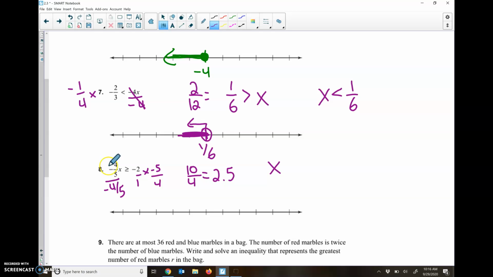And same thing as before, I multiplied by negative 5/4, aka divided by negative 4/5, so my sign's going to get flipped. It was a greater than or equal to sign. Now it flips to a less than or equal to sign. So x is less than or equal to 2.5. Since it's an equal to, I'm going to put a filled-in circle. And numbers less than 2.5 go to the left, like 2, 1, 0.